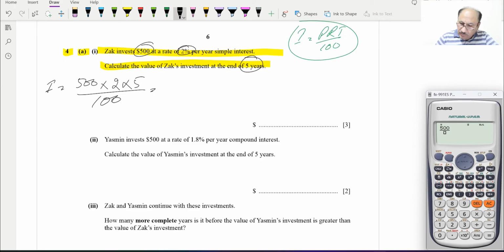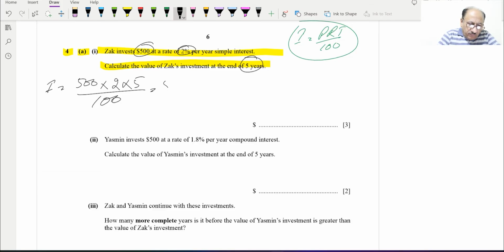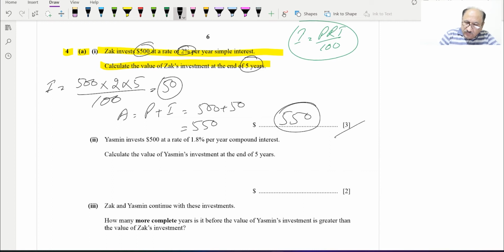500 multiplied by 2 multiplied by 5 and divided by 100 will be equal to 50. So 50 is the interest, and for the amount we need to add principal amount plus interest, and this will be equal to 500 plus 50, and this will be equal to 550. $550 will be the answer for 3 marks. Hopefully you understood this. Then part second, Yasmin invests $500 at the rate of 1.8% per year compound interest.